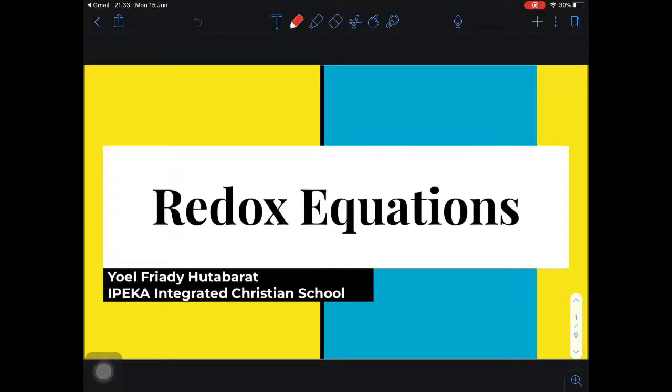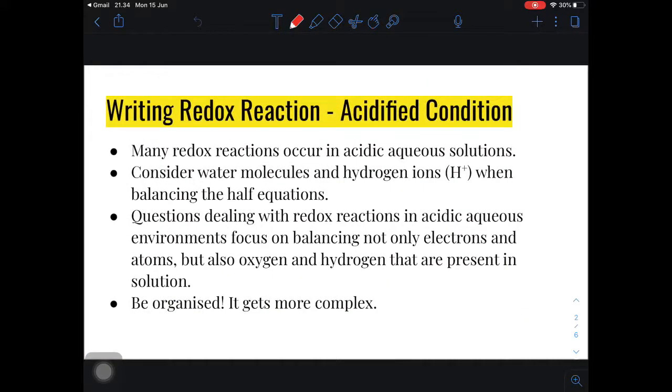So we have now started about the redox equation, the introduction of that, and we have understood how to assign the oxidation state for each atom in a substance. So now we will be studying about how to apply those numbers into the more complex redox reaction.